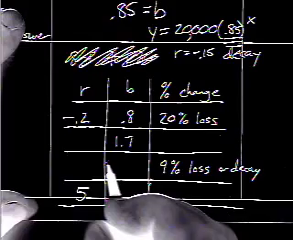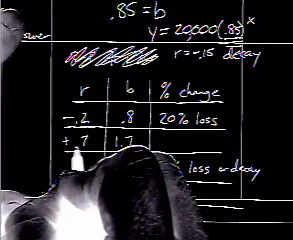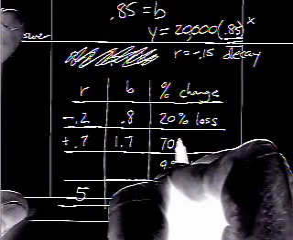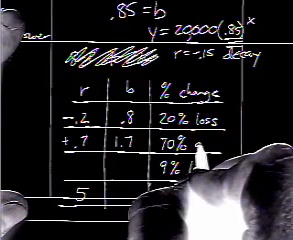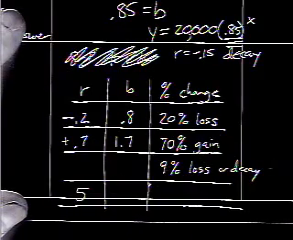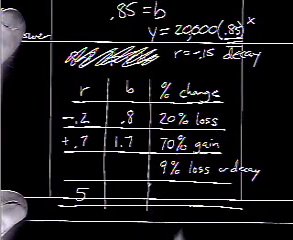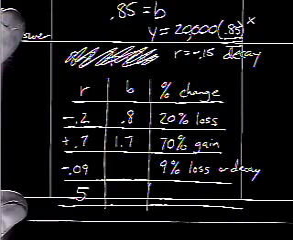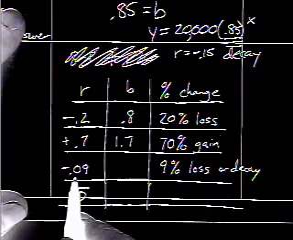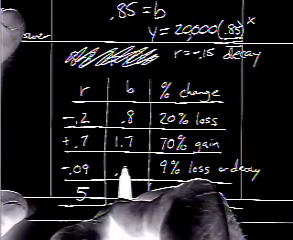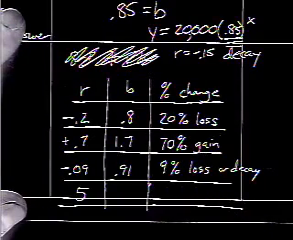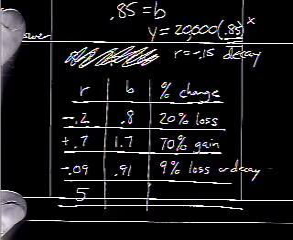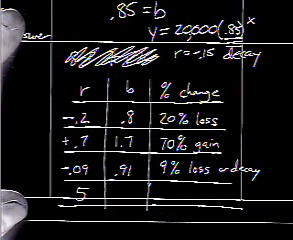1.7. That would be an r value of positive 0.7 or a 70% gain. That's what you really want your money to do. A 9% loss would be negative 0.09. If you add that to the number 1, you get 0.91. So if you're losing 9%, you are keeping 91%.